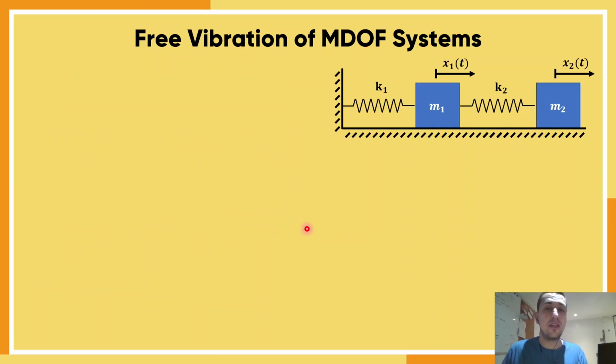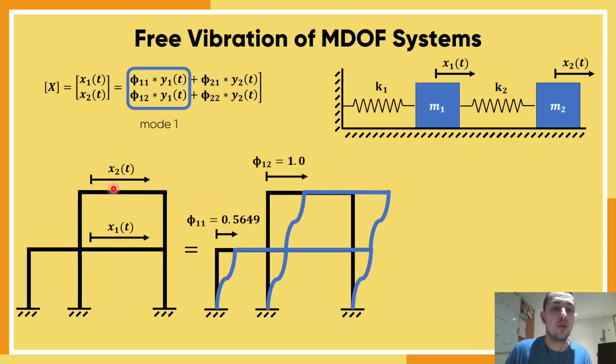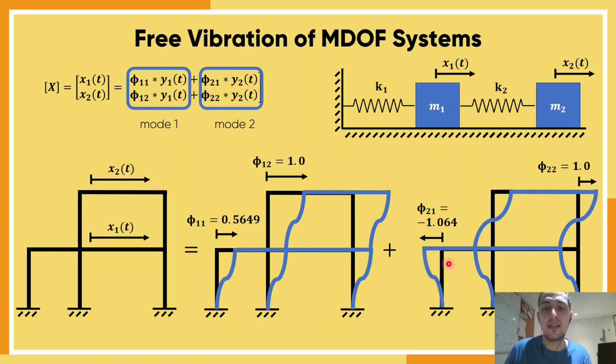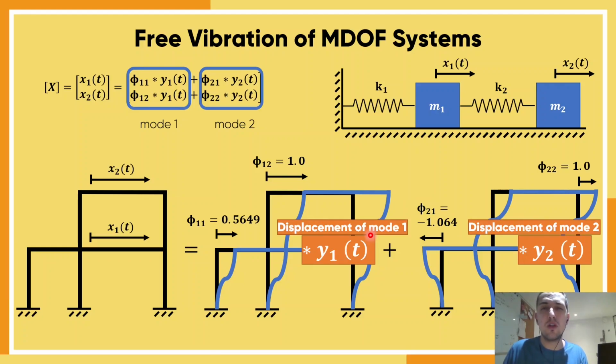If we look at this in the context of our house, we're basically saying that the motion of the first floor and the motion of the second floor is nothing more than a contribution from the first mode of vibration plus a contribution from the second mode of vibration. And now there's a little thing that we don't know what it means, this y1 of t and this y2 of t. What this basically means is the displacement of mode 1 and the displacement of mode 2. And note that this is dependent on time.